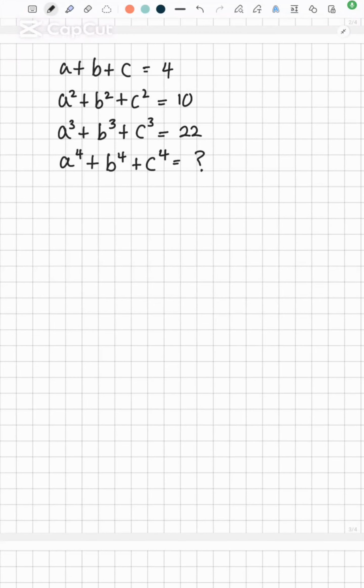Hi everyone, today I'll be doing this question for you guys. As you can see, they've given a + b + c = 4, a² + b² + c² = 10, and a³ + b³ + c³ is 22. And we need to find what is a⁴ + b⁴ + c⁴.